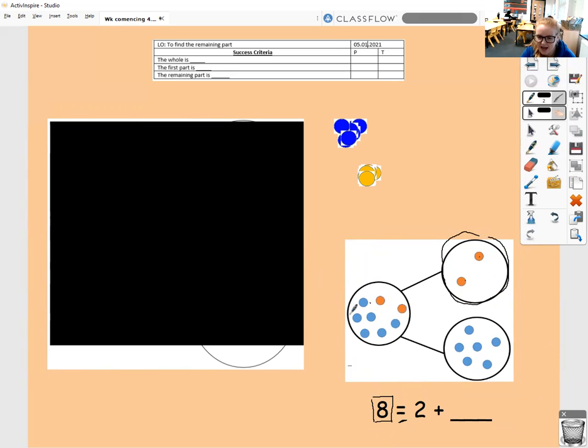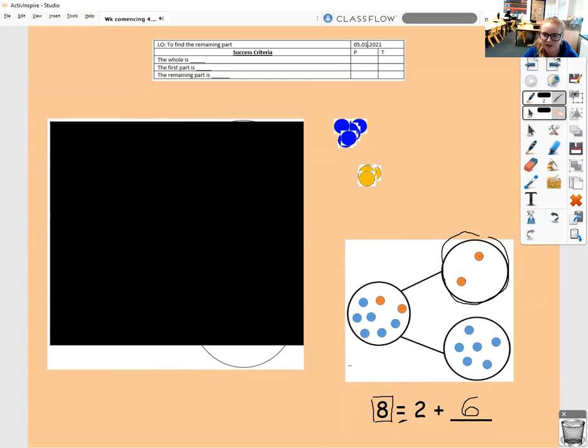So the whole is 8. The first part is 2. The remaining part is 1, 2, 3, 4, 5, 6. The remaining part is 6. So 8 equals 2 plus 6. Or we can say the whole is 8. The first part is 2.